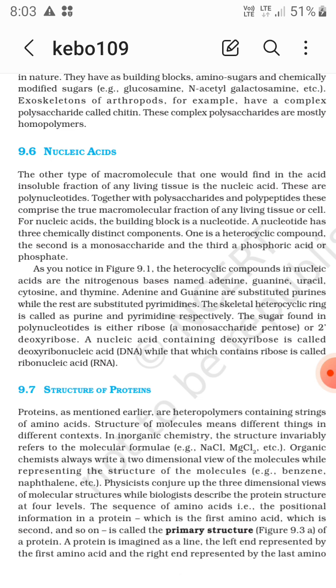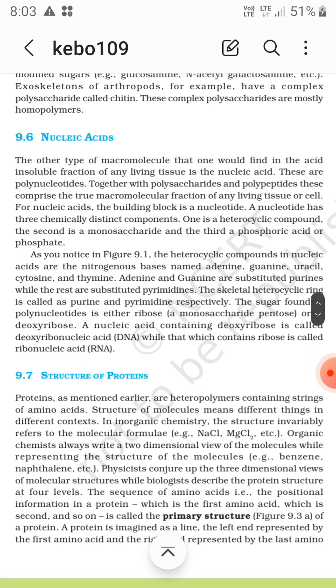And for nucleic acids, the building block is a nucleotide. A nucleotide has three chemically distinct components. One is a heterocyclic compound, it can be pyrimidine or purine. The second is a monosaccharide, that is a pentose sugar, and third is a phosphoric acid or phosphate.